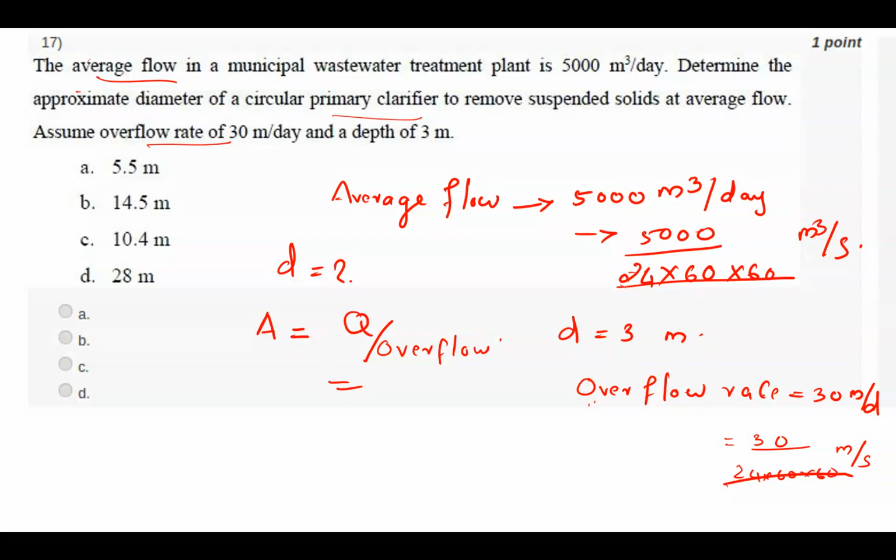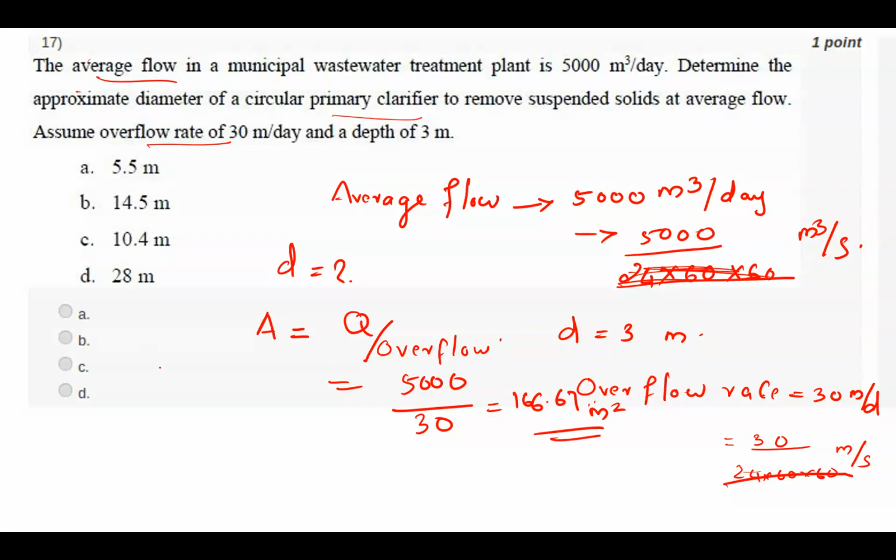So here, you don't need to convert anything because it is dividing. This is 5000 divided by 30. So what is the value you get here? 5000 divided by 30 is 166.67 meter square. So you calculate the area.